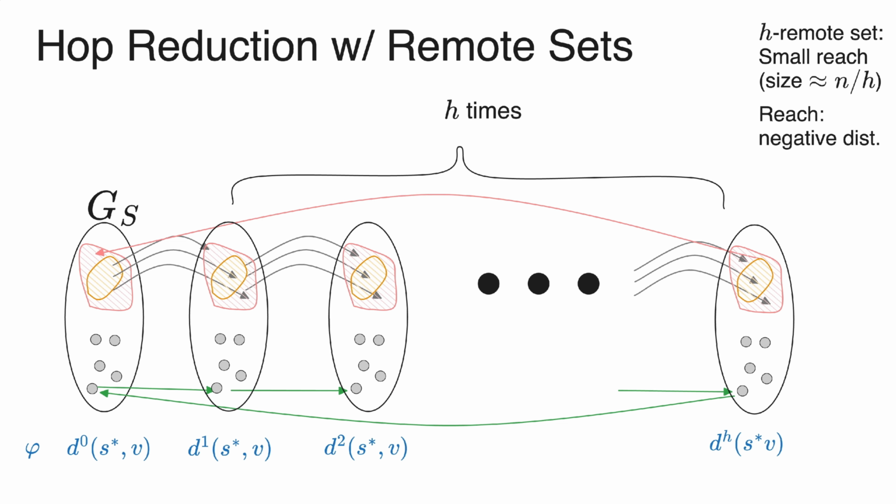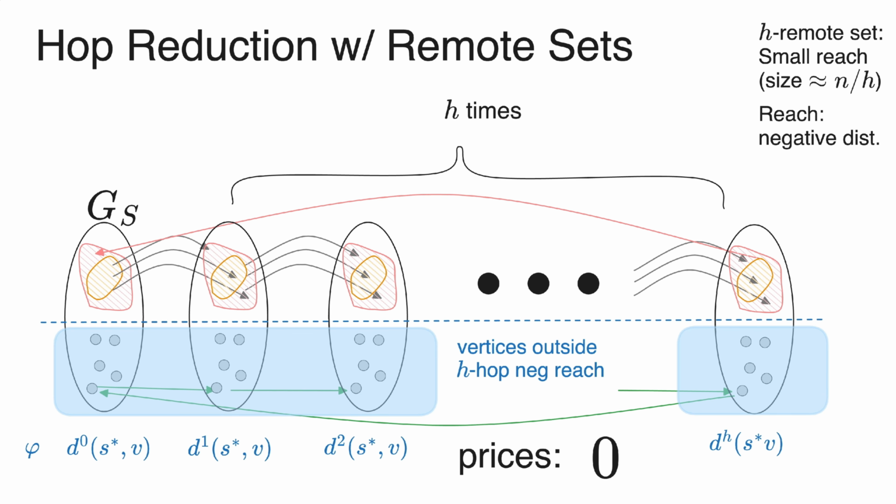So how does this help to reduce the size of the hop reducer? Again, we can build the layer graph and achieve hop reduction. But this time, let's look at these vertices outside the h-hop negative reach of S. I claim the prices on these vertices are all 0. The intuition is that these vertices are very far from these negative edges, so the distance from the supersource A star to them can only be 0. This distance cannot be negative.